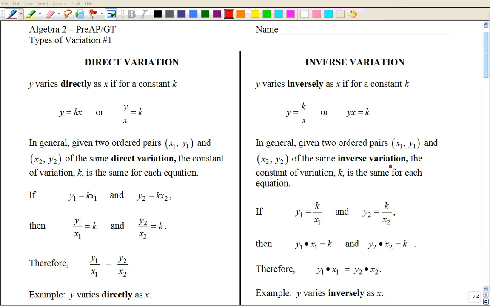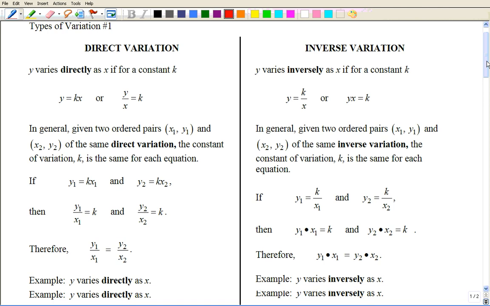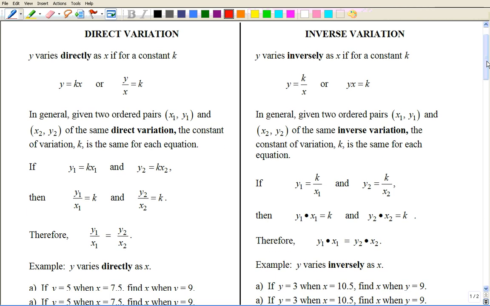Okay, so the 4 types will have direct, inverse, joint, and combined variation. So let's go ahead and look at direct variation and then inverse. So in direct variation, y varies directly as x if for a constant k, y equals k times x, or y over x equals k. By the way, don't feel like you need to write down everything that's on this screen if you don't have the worksheet yet. There will be a worksheet posted on the website, but you're also going to get a copy of this in class, but you'll just want to write down the examples from each little section.